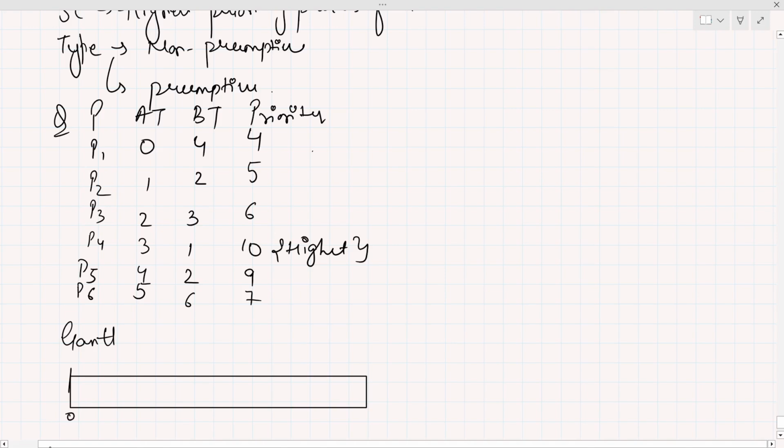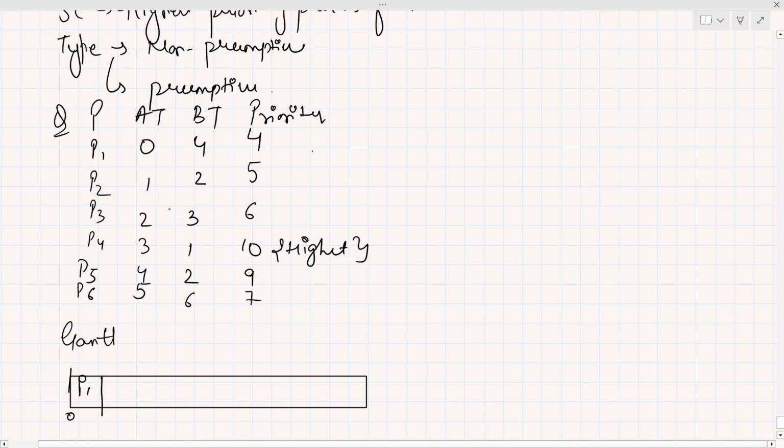So which process is available at 0? We have to select that process. At point 0 we have only one process available, P1. If only one process is available, there is no matter of priority, there is no matter of anything. One process is available in the ready queue, so definitely the CPU will go to that process. So at 0 arrival time we have one process available, which is P1, so P1 will get the CPU.